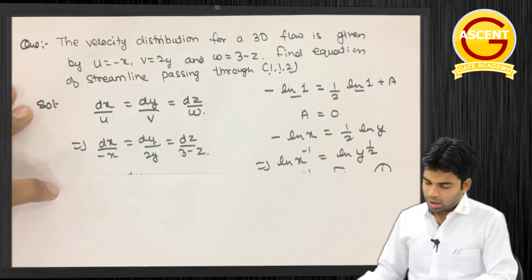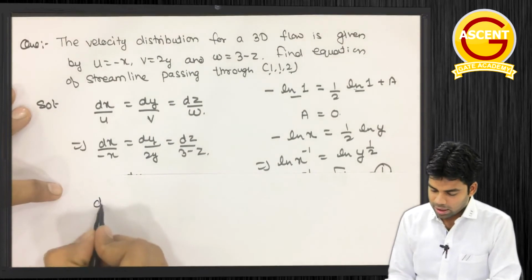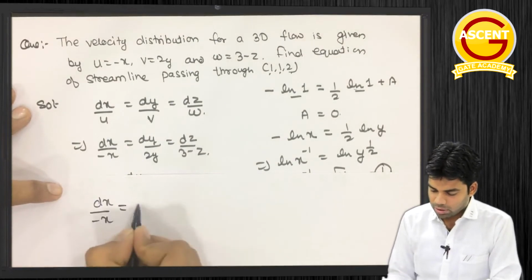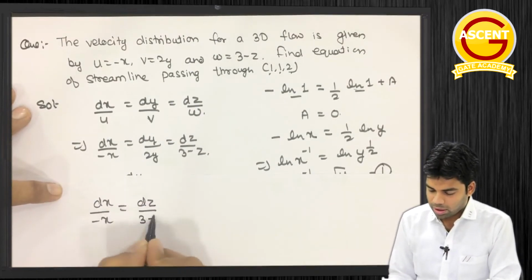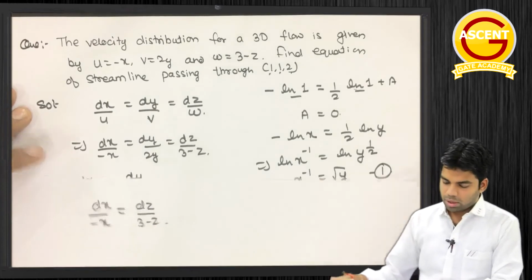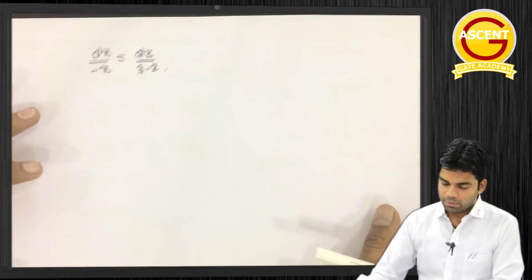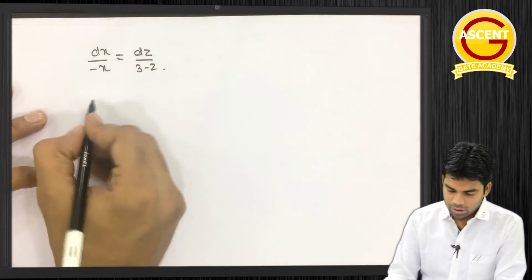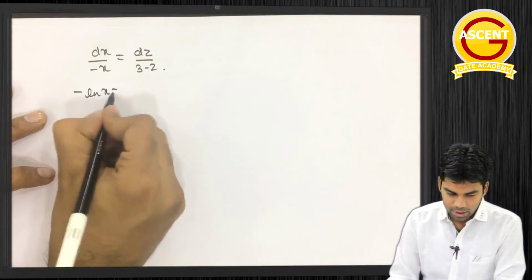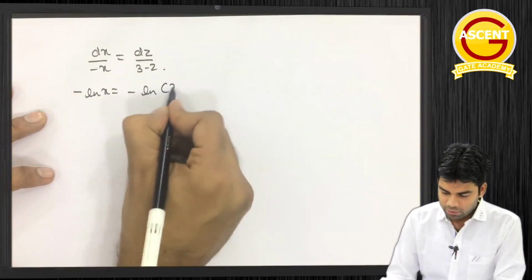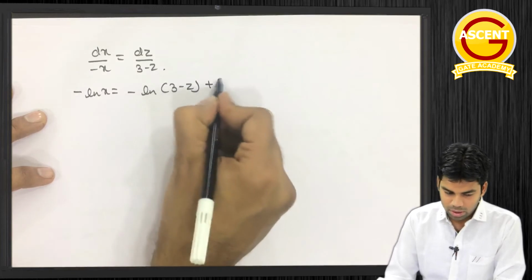Getting this? Now similarly, dx upon minus x is equal to dz upon 3 minus z. Again integrating this, we will get minus ln of x is equal to minus ln of 3 minus z plus a constant b.